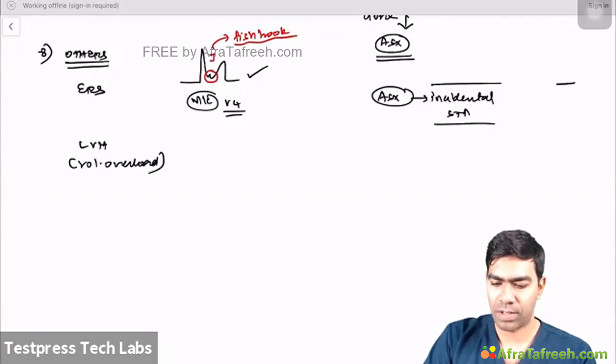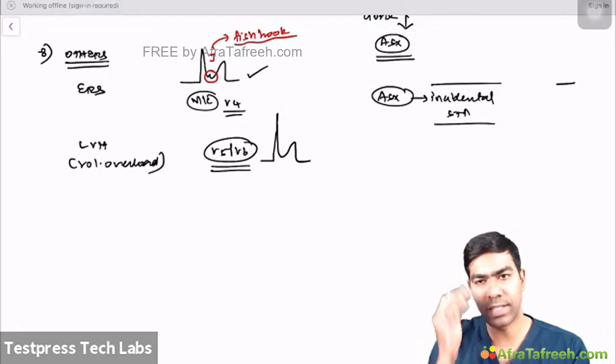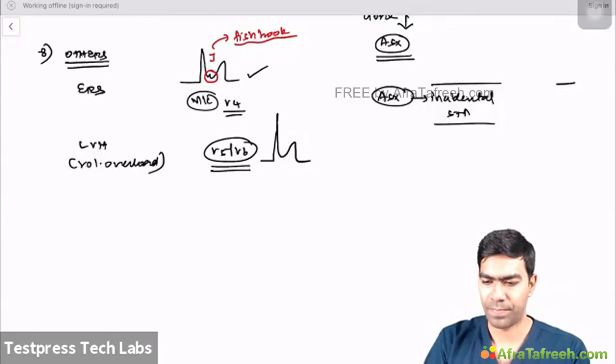Once again, you will be seeing this more in the V5, V6 area, because this kind of ST elevation will have a bigger complex with a little bit of ST elevation. It is seen more in the V5, V6 zone, which is basically the left ventricular zone. Probably sometimes in lead 1 and aVL you can see it, but a very, very small amount of ST elevation. It will not usually be significant.